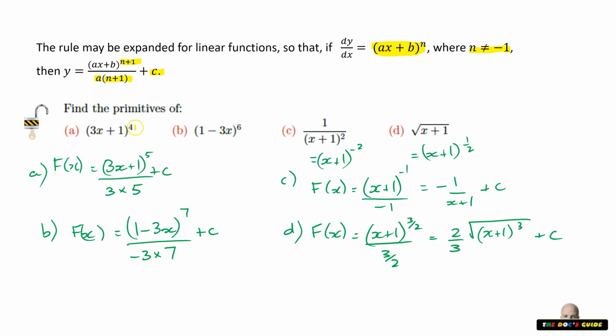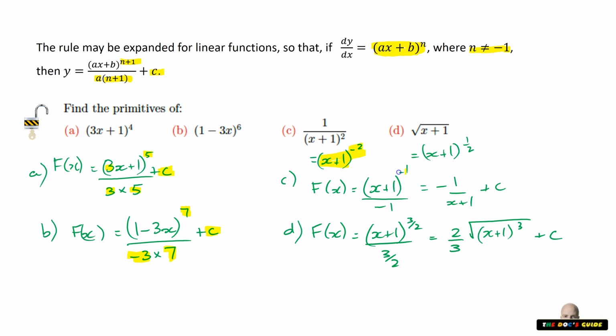So if we look at these examples here, to find the primitives of these, then if we have, for example, (3x plus 1) to the 4th, we'll raise the power to the 5th, we'll divide by 5, and we'll be dividing by the differential of the brackets as well. And we'll be adding our constant of integration. So likewise, our next one, add 1 to the power, divide by that, divide by the differential of the brackets, add our constant.